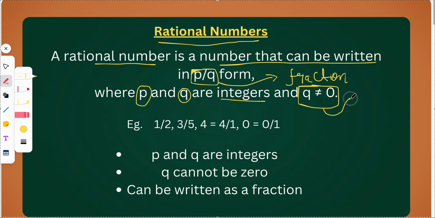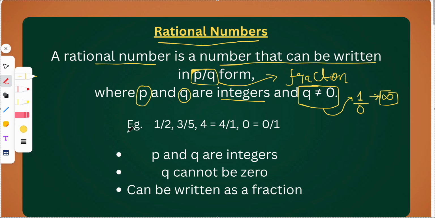This condition is there because if q is equal to 0, the fraction, something divided by 0, will tend to infinity, and infinity is not a rational number. That is why q should not be equal to 0. So a rational number is a number that can be written in p by q form, basically a fraction format, where p and q are integers and q is not equal to 0.